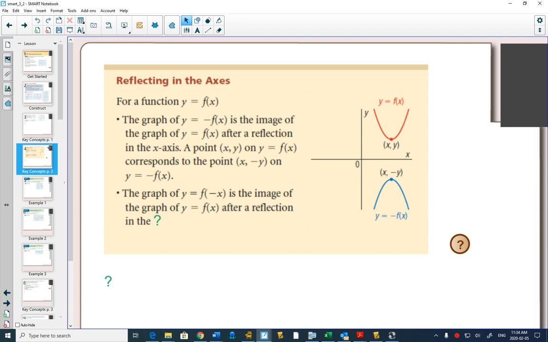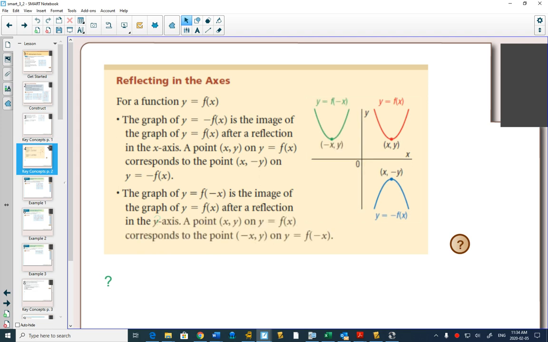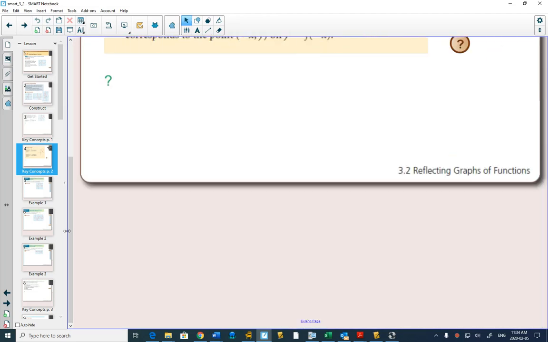And anything inside of the function, so if your negative is with your x, that's going to take your graph and reflect it over the y-axis. And we're going to call that a horizontal reflection, because you're flipping it over the y-axis. So our additional notes, which you can put right beside that graph.